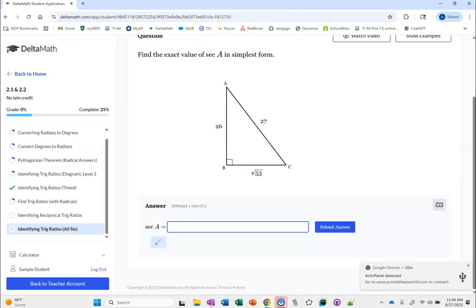And your last one is going to ask you to just find the exact value for the trig ratio, in simplest form. But now all the trig ratios are active. So it could be sine, cosine, tangent, secant, cosecant, cotangent. It's the same idea as what you did here. It just won't be limited to only sine, cosine, and tangent.